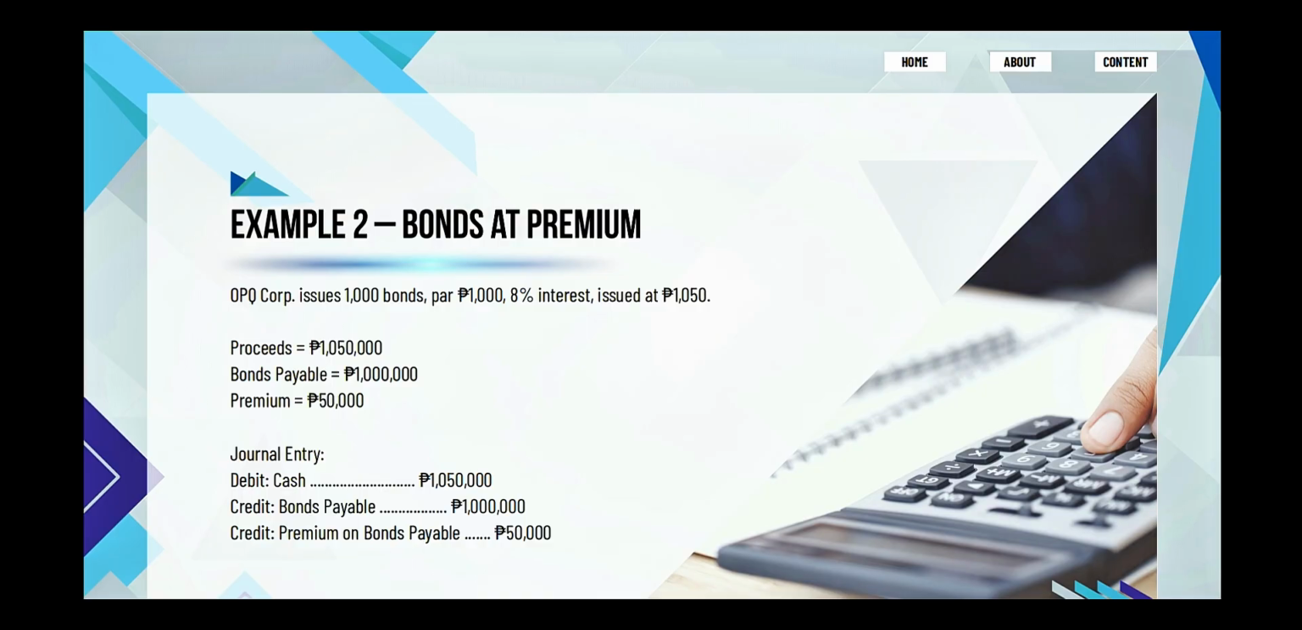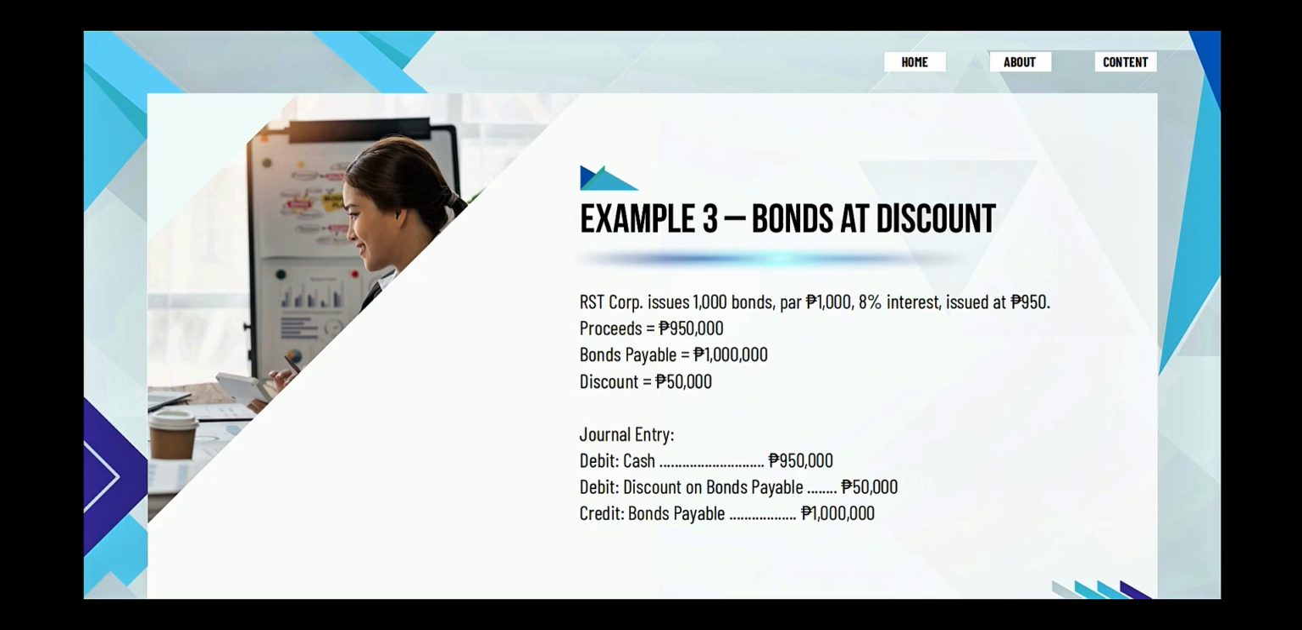Hindi siya pwedeng i-recognize agad-agad na kita. Instead, it has to be spread out or what we call amortized over the life of the bond. Kaya separate ang premium amortization sa accounting treatment. Now, the last example here is under bonds at discount. Ito naman ay nangyayari kapag mas mababa ang selling price ng bond kaysa sa face value niya.